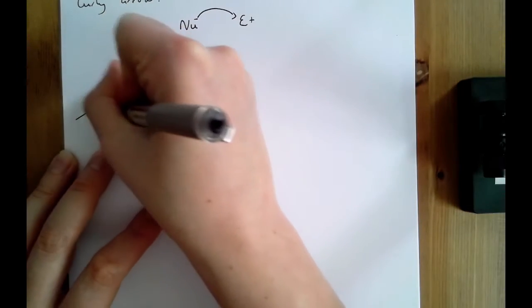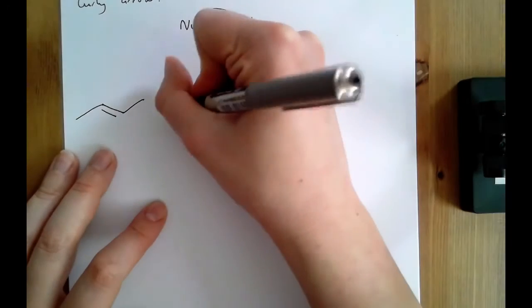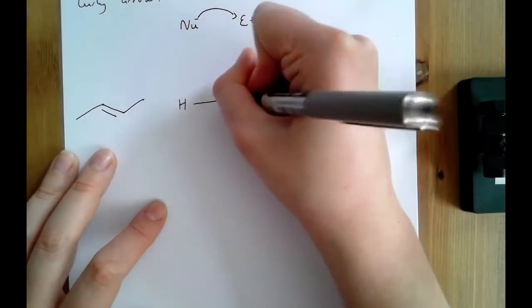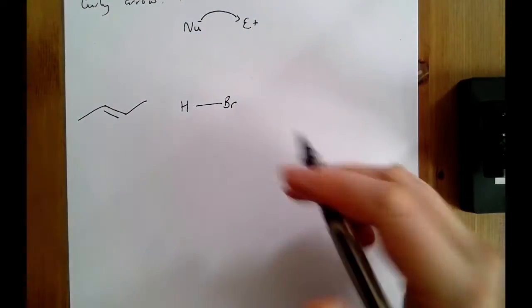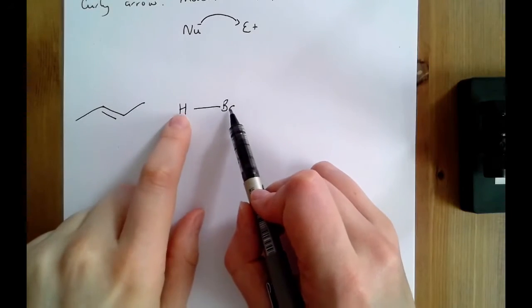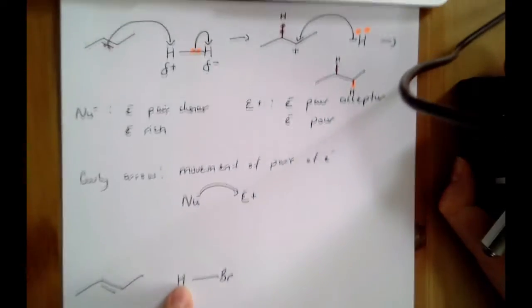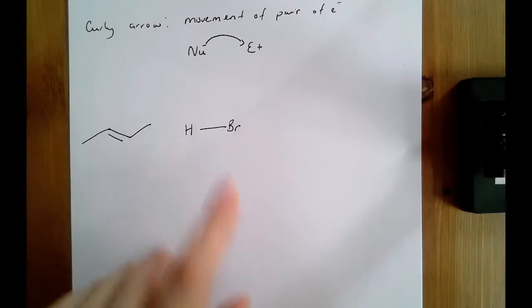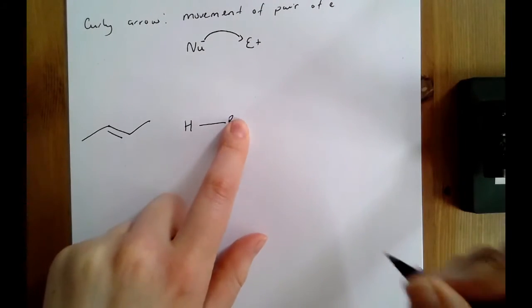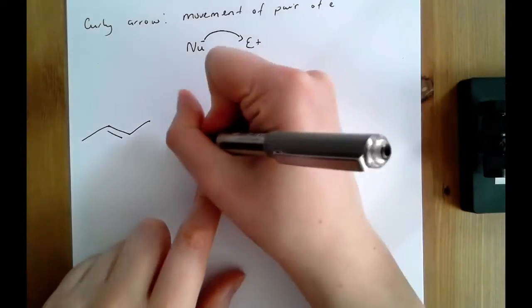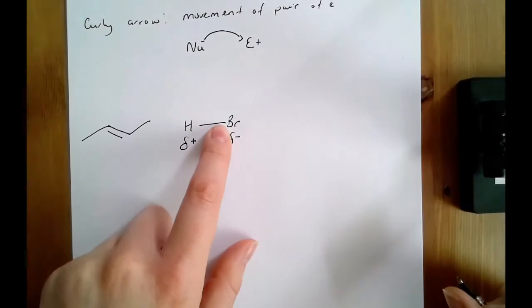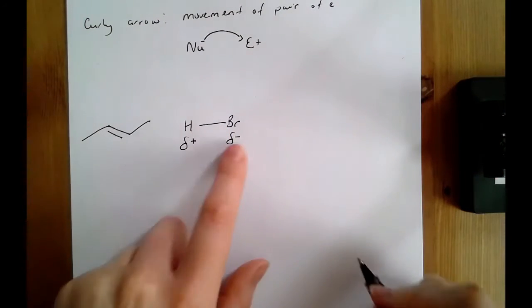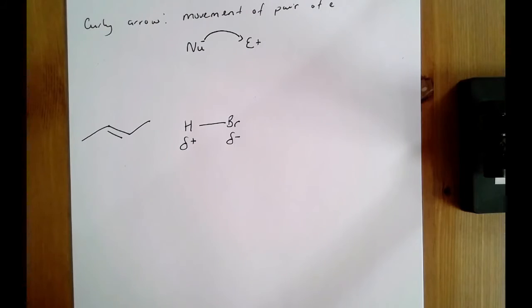This time I'm going to do it with hydrogen bromide. This time I do have a difference in electronegativity. Up here I didn't, but down here I do. Bromine is more electronegative, so bromine is going to have a greater share of the electrons. It's going to be delta negative, hydrogen is going to be delta positive.